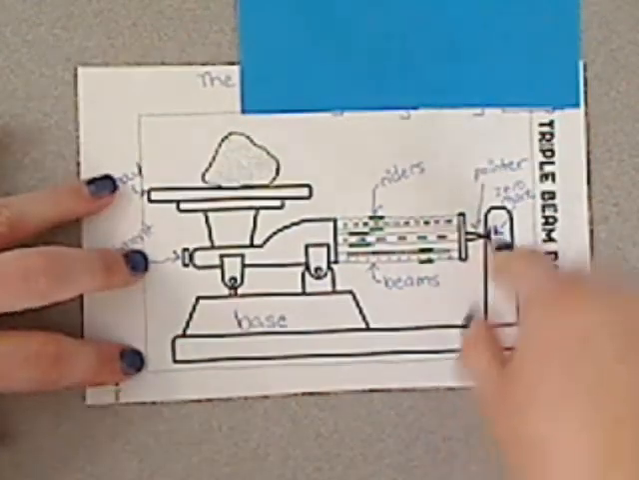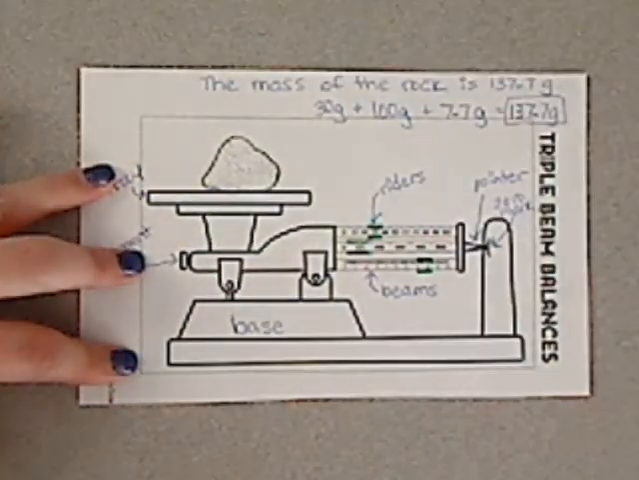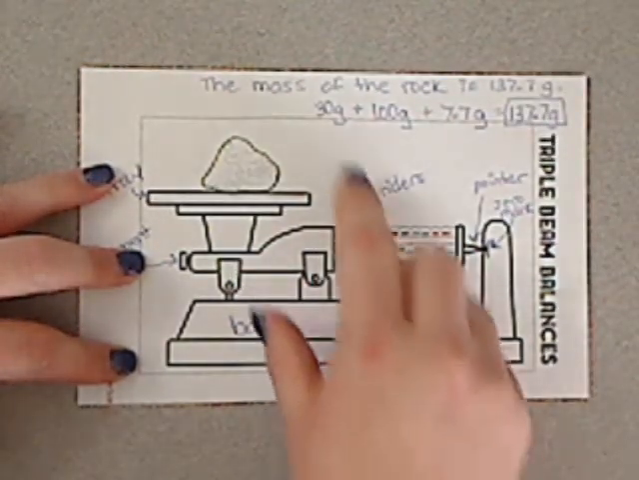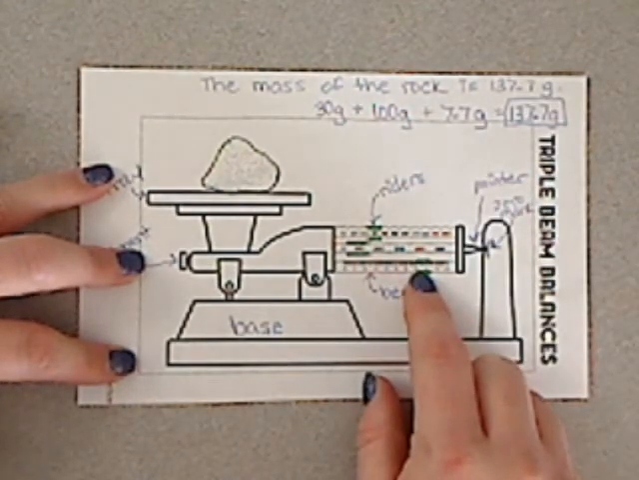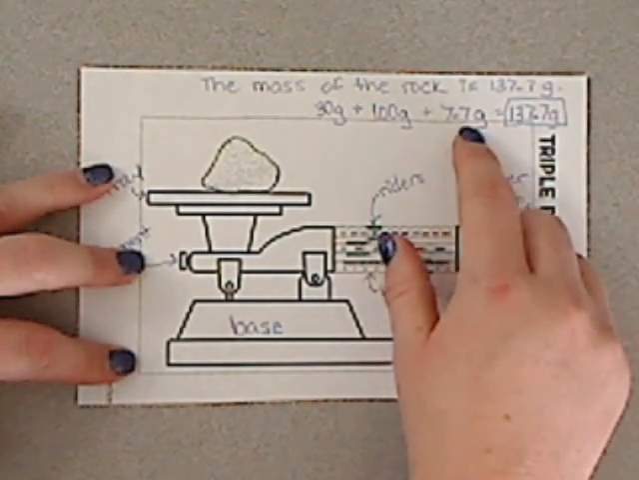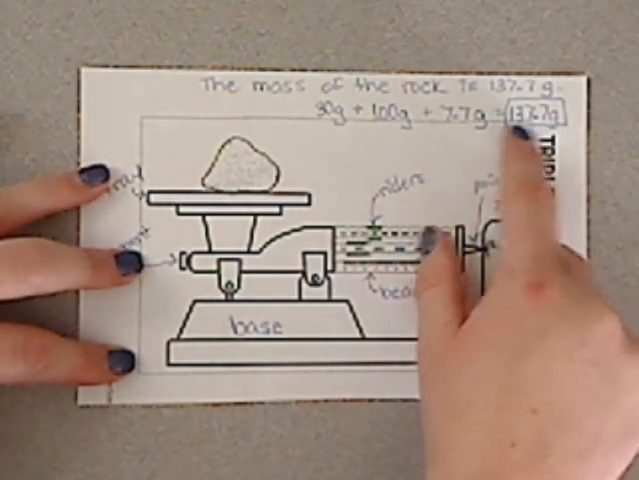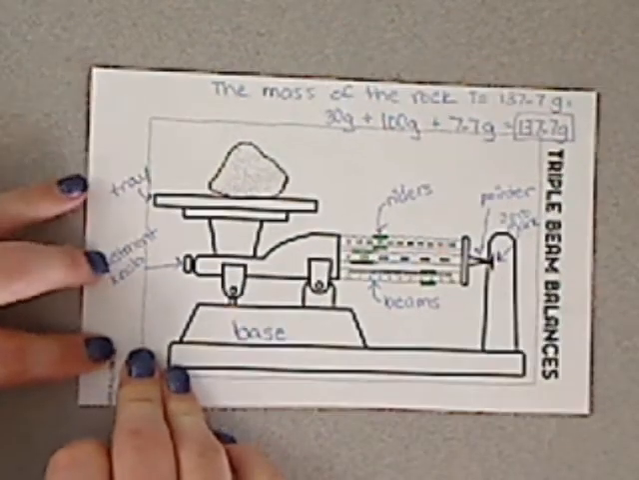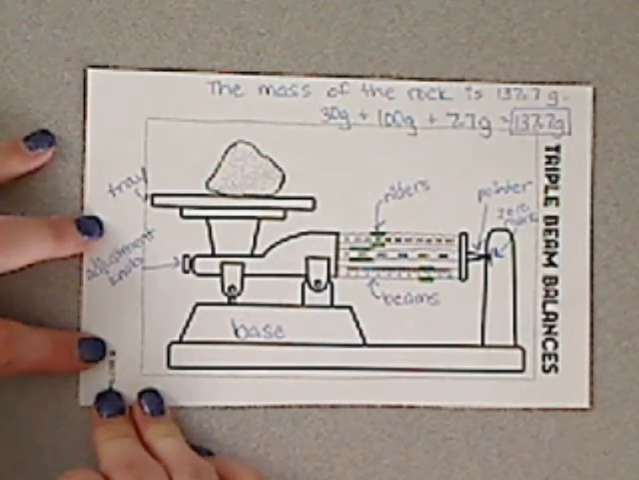So this means that this rock, you calculate the mass of it by adding the 30 plus 100 plus the 1's rider, which came out to about 7.7 grams, and you add those three amounts together to get your total. So the mass of the rock is 137 and 7/10 grams.